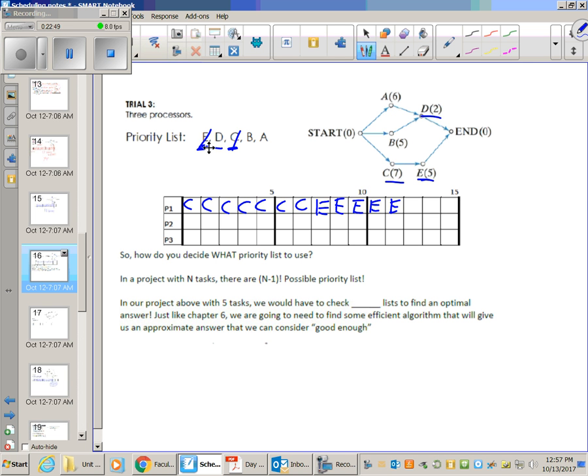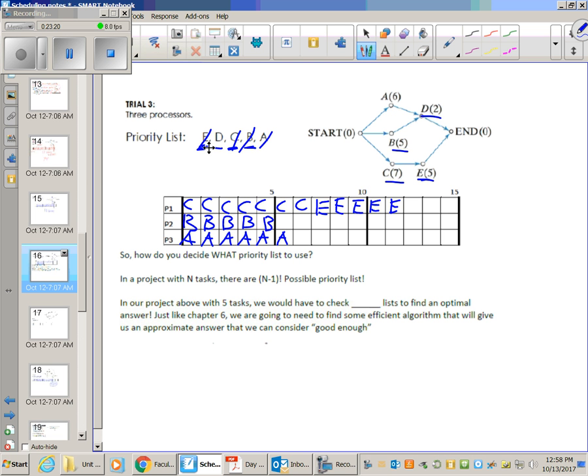Moving on to D. Can't do D, so I'm going to skip to B, which is ready to go. And since it can overlap with anything, I'm going to put it to P2. Why not? 1, 2, 3, 4, 5. All right, can I do D? No, so I'm going to skip to A. A has no preferences as well, so I'm going to go ahead and give it to processor 3 because he's the farthest left I can go. 1, 2, 3, 4, 5, and 6.